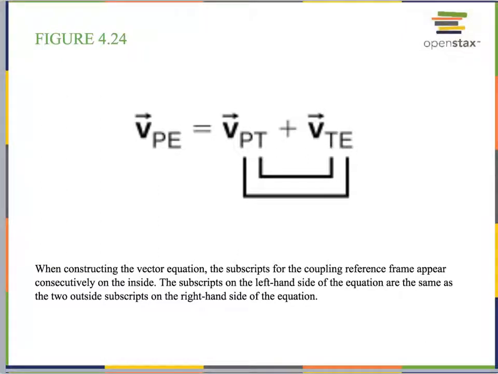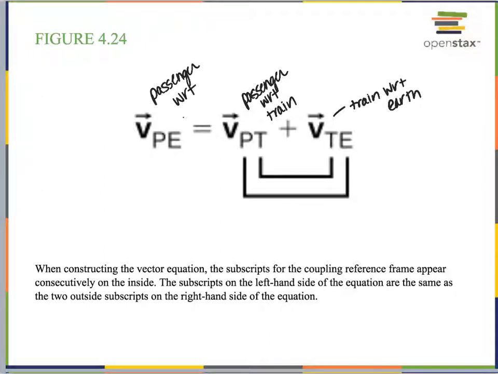If you think about how the subscripts go together, here, this is the velocity relative to the train, and the train relative to the earth. So this is for the picture back before. Here, this is the velocity of the train with respect to the earth, and this is the velocity of the passenger with respect to the train. And when we add those two together, we get the velocity of the passenger with respect to the earth.